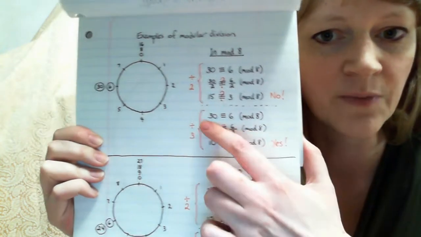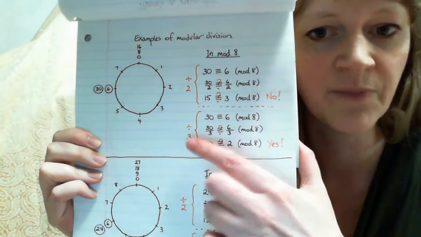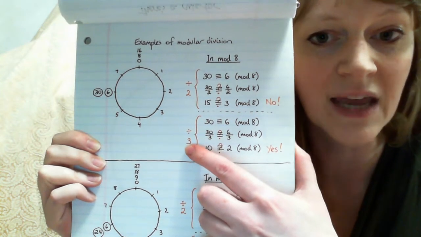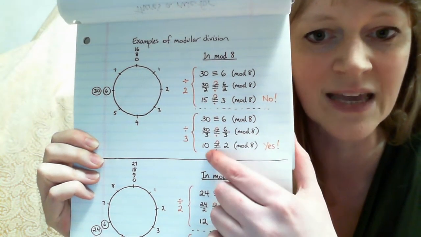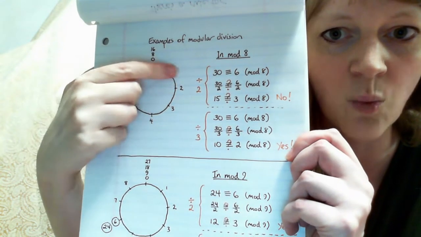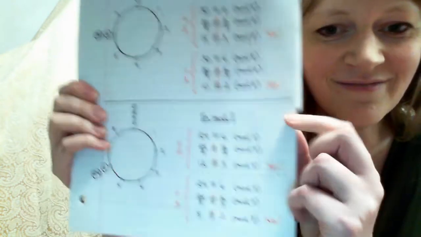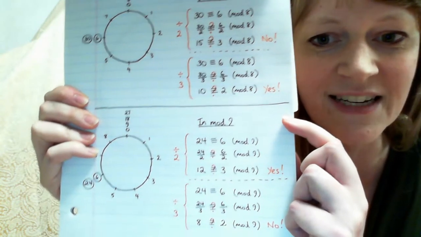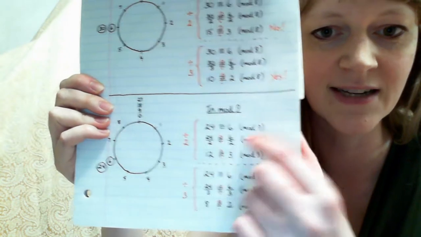What about, same example, 30 congruent to 6 in mod 8, and we'll divide both sides by 3 instead. Does it preserve congruence? Well, 30 divided by 3 is 10. 10 is 2 more than 8. 1, 2. It is in the 2 spot. It worked.